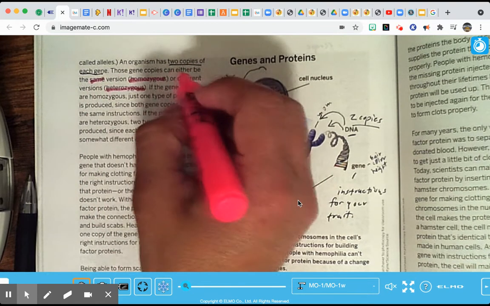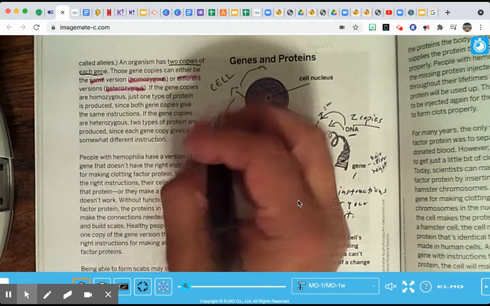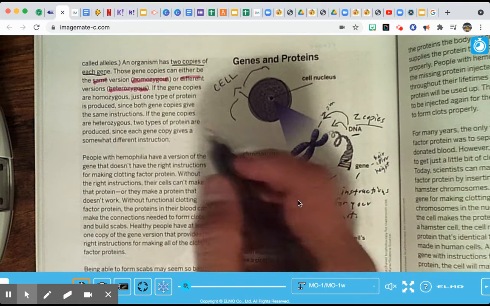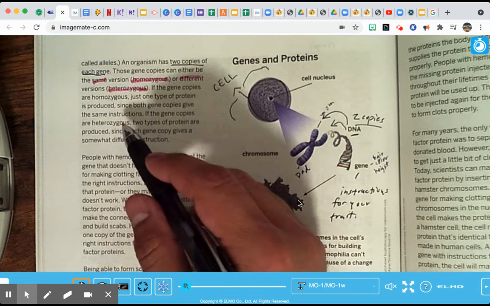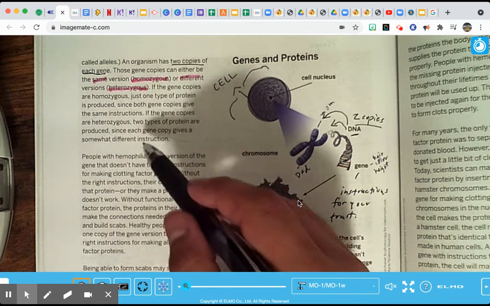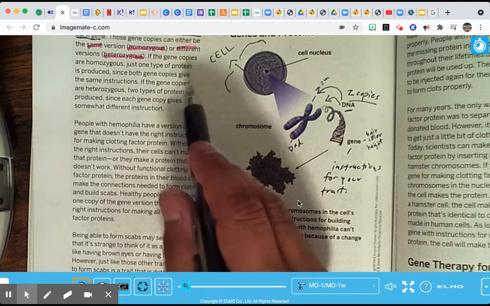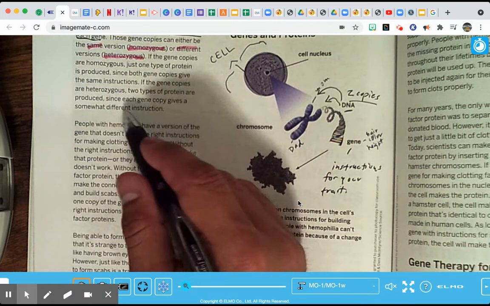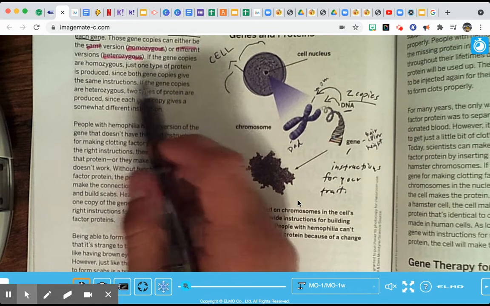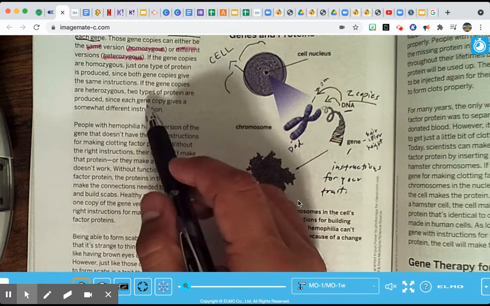Heterozygous, different. If the gene copies are homozygous, just one type of protein is produced, since both gene copies give the same instructions. If the gene copies are heterozygous, 2 types of protein are produced, since each gene copy gives a somewhat different instruction. So that sounds complicated. I agree. You might have gene copies that are the same, or you might have gene copies that are different.